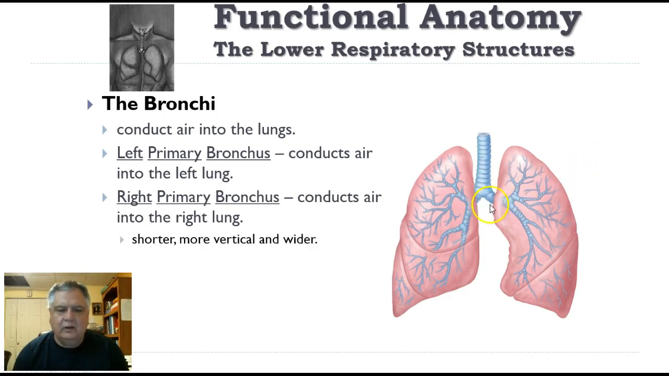You may note here on the diagram that the right primary bronchus tends to be shorter and steeper, or more vertical, than the left primary bronchus, and it also has a wider opening to it, so it has a greater diameter to the lumen of the bronchus. And we can see over here on the opposite side how this left primary bronchus is a little bit longer, not quite as steep, and not quite as wide.